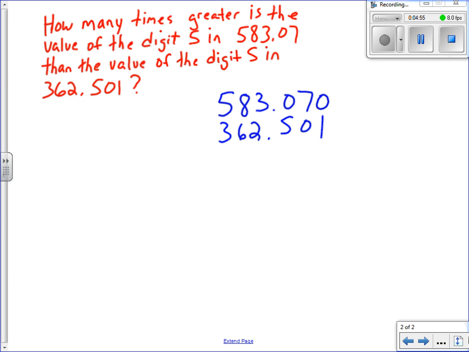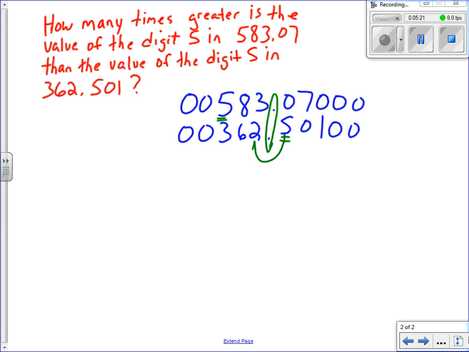Remember, I can add as many zeros as I would like to the end of a number, and it does not change the value of that number. But if you notice how I wrote these numbers here, the decimals are lined up. So now I want to compare place values, and I do the same thing as I would with the camels. This is the 5, this is the 5. I want to compare those two place values. So I do my camel humps, 1, 2, 3. Or I can go this way, 1, 2, 3.